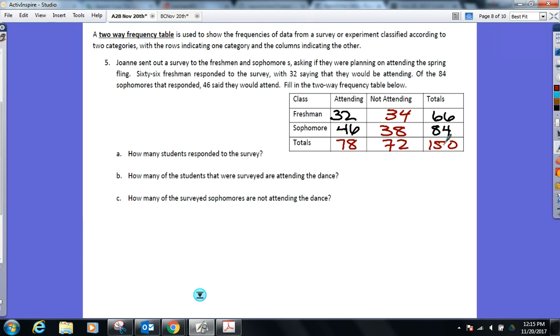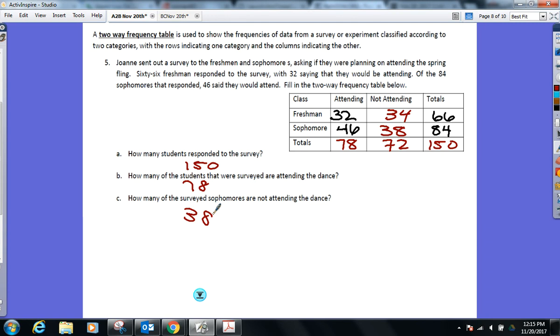Everyone okay? Okay, how many people responded to the survey? I don't need to call on people. 150. Again, this is not a probability question. I didn't ask for the probability, just the number of people. How many students surveyed are attending the dance? 78. And then how many surveyed sophomores are not attending? 38. There we go.